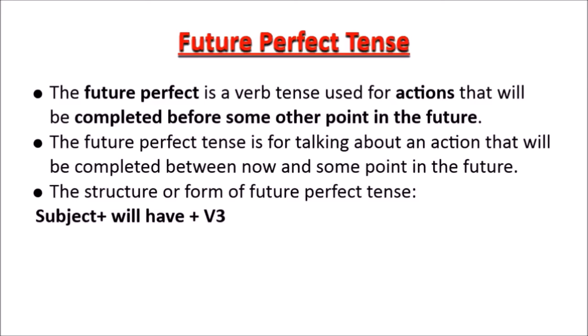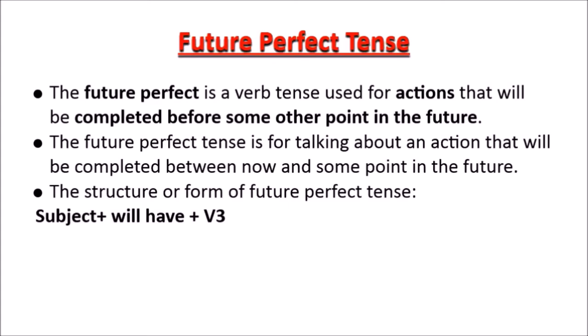Look at the next point. The future perfect tense is for talking about an action that will be completed between now and some other point in the future. So what does it denote? It denotes an action that is taking place between now, which means present, and some point in the future. So the action will happen only from present till some point of time in the future. That type of tense is what? Future perfect tense.